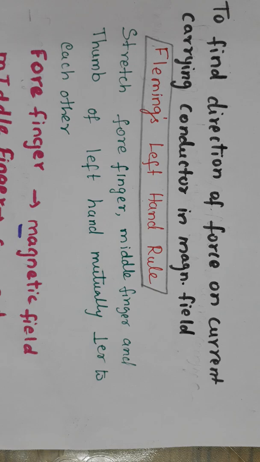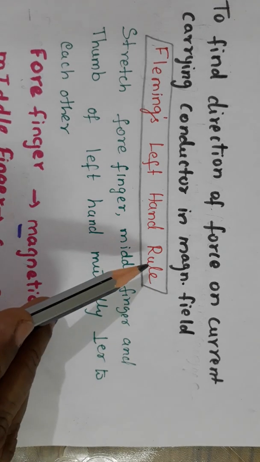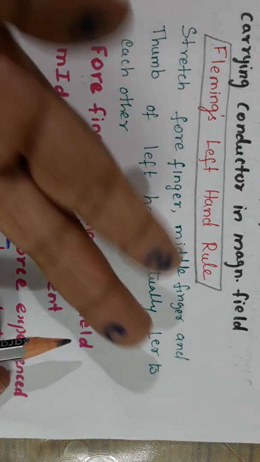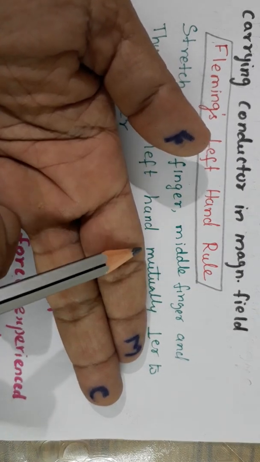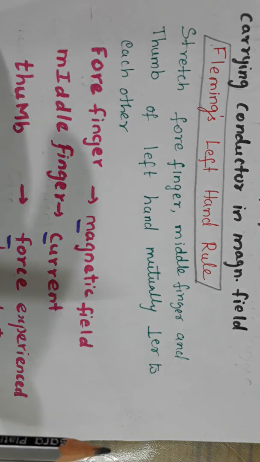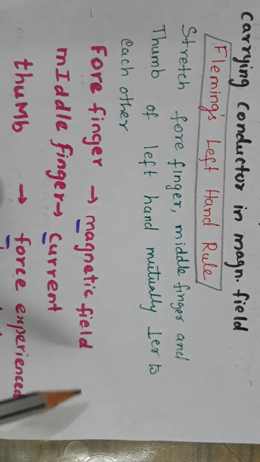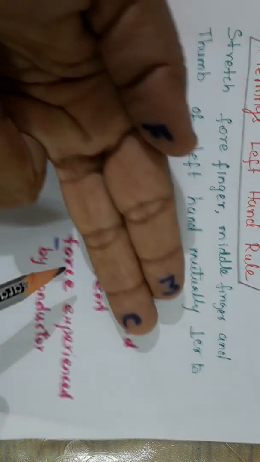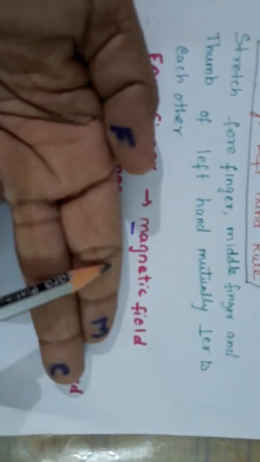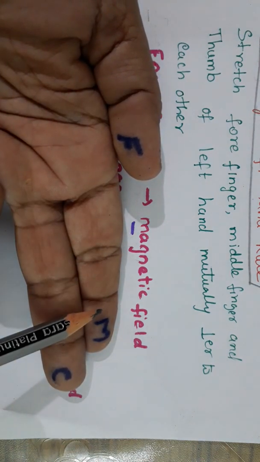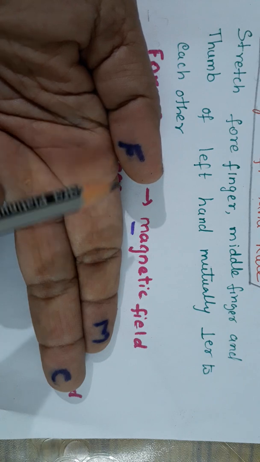Children, to find the direction of force on a current carrying conductor, you can use Fleming's left hand rule. For that you have to stretch the forefinger, middle finger and the thumb of the left hand mutually perpendicular to each other. You see, the forefinger, middle finger and the thumb of the left hand are mutually held perpendicular to each other like this. Okay. Now you should write what each finger represents. So forefinger, middle finger and thumb. I have written it as M, C, F. In each finger I have represented.